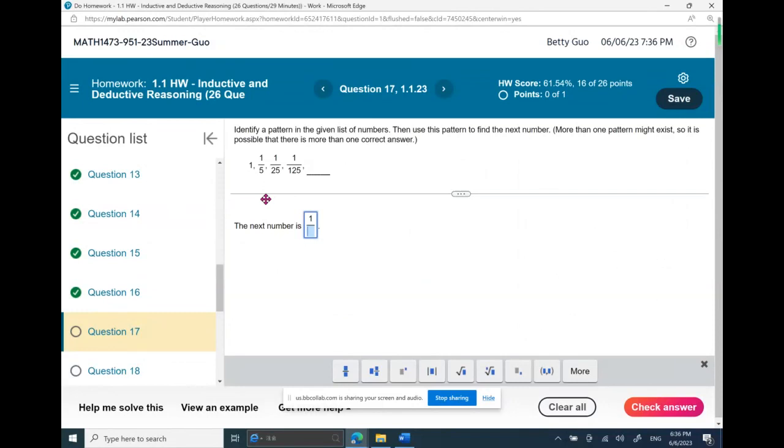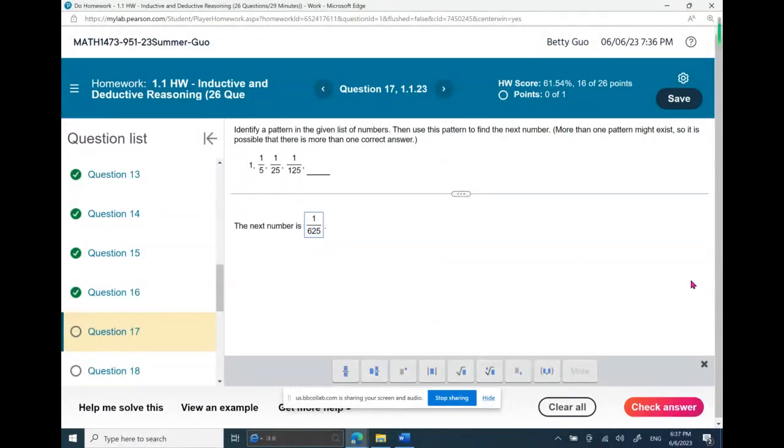Second denominator is 5. Third denominator is 25. Fourth denominator is 125. So what do you think? The denominator is multiplied by 5, right? Yeah, from 1 to 5 times 5, from 5 to 25 times 5, times 25 by 5, 125, and times 125 by 5, we have 625. So that should be the next element.